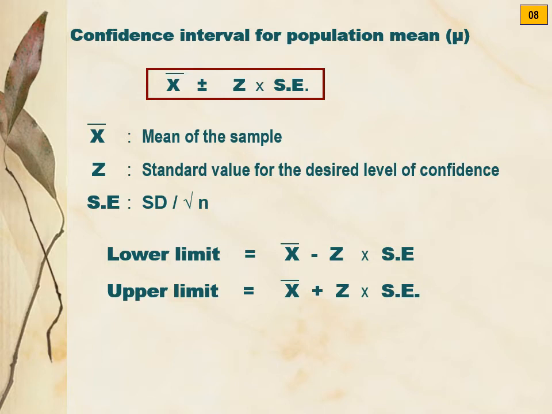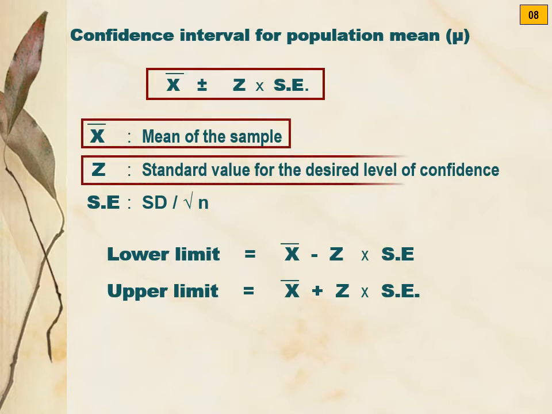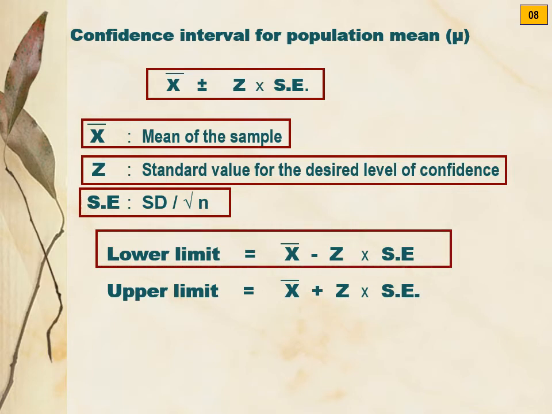The confidence interval for population mean is given by this formula. You know the notations. X bar is the mean of the sample. Z is the standard value for the desired level of confidence. You know it. And SE also you know it. So this interval, the lower limit of the interval is mean minus Z into SE, and upper limit is mean plus Z into SE.